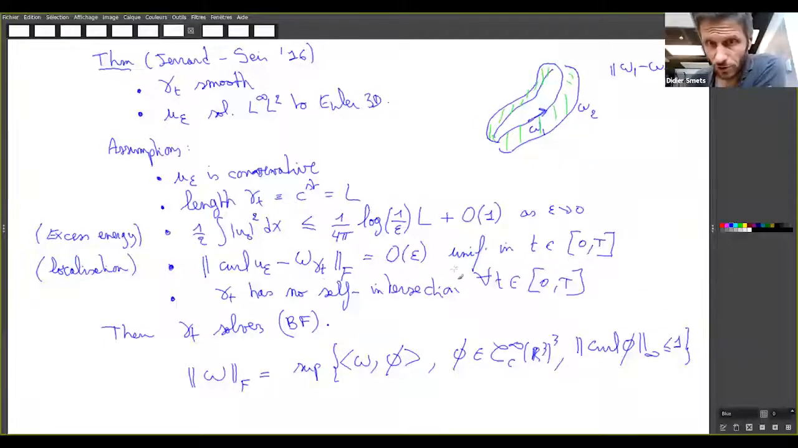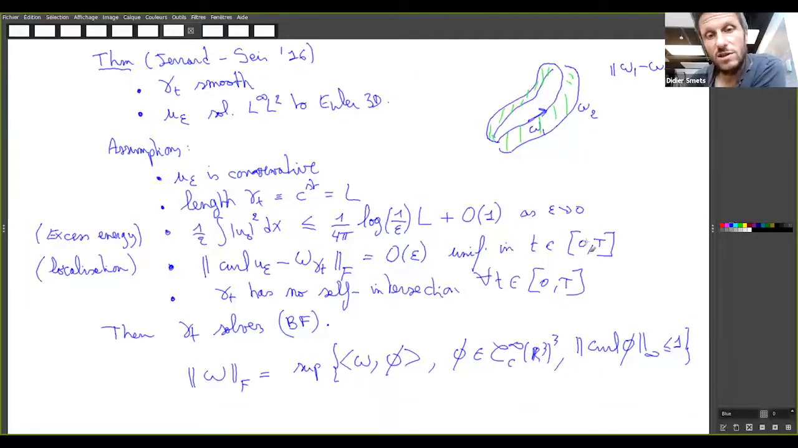As I told you, one thing that one would like to improve in the statement of this theorem, or to weaken, is this localization assumption. They have to assume that the vorticity localization holds for all time. And that's also a question about stability of the vortex tubes. This is the missing ingredient: some form of stability of the vortex tube, of these little vortices.